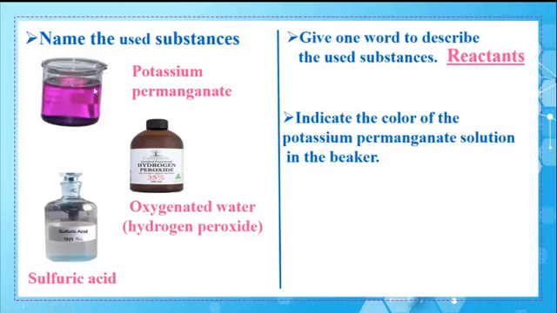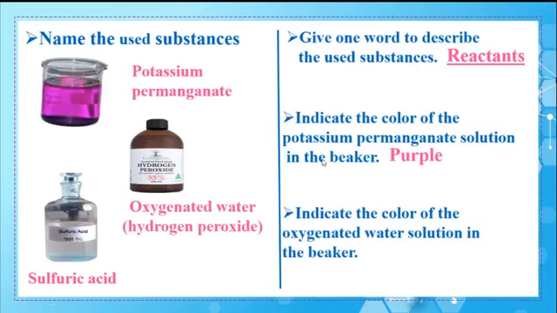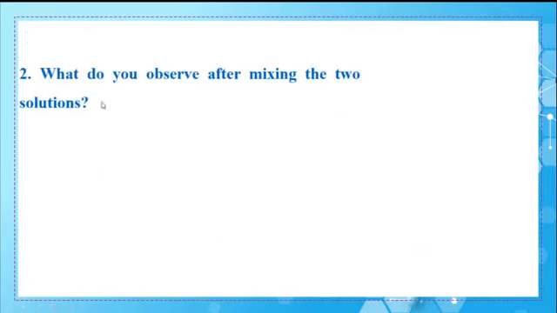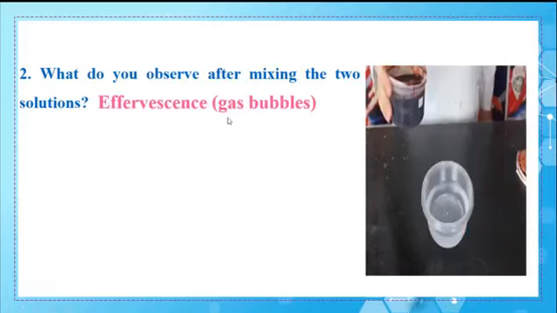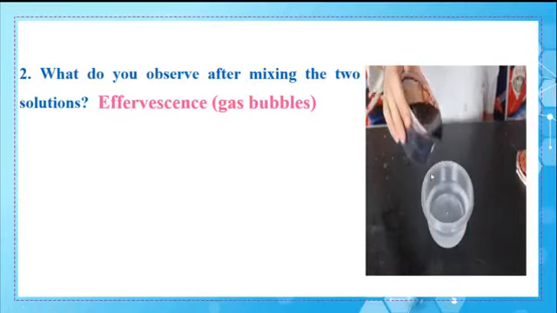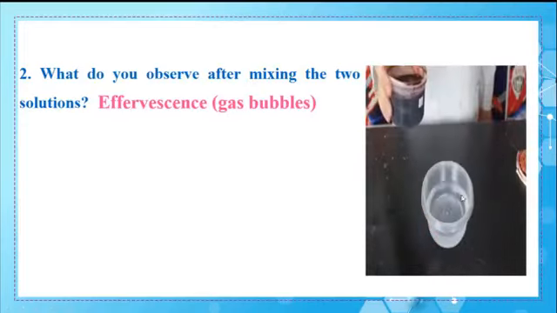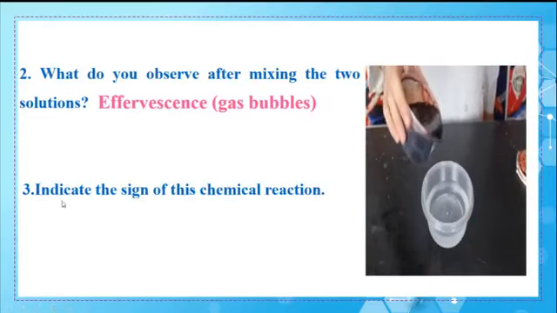Indicate the color of the potassium permanganate solution in the beaker. Look at the beaker. What is the color of potassium permanganate? Nice. It's purple. Indicate the color of the oxygenated water solution in the beaker. Yes, it's colorless. Nice. We start from a colorless solution. Now, what do you observe after mixing them together? Look here at this picture. Good. We have effervescence or gas bubbles. As you see, do you observe the gas bubbles?